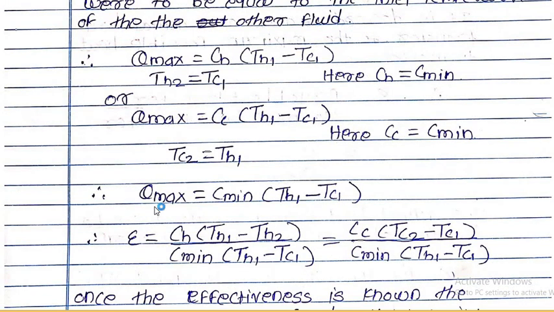Then in general we can write Qmax is equal to C minimum into bracket Th1 minus Tc1.